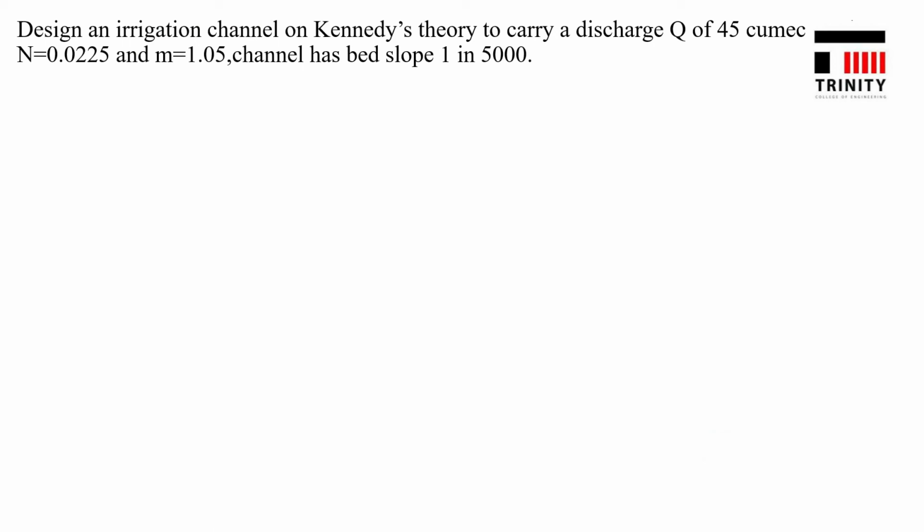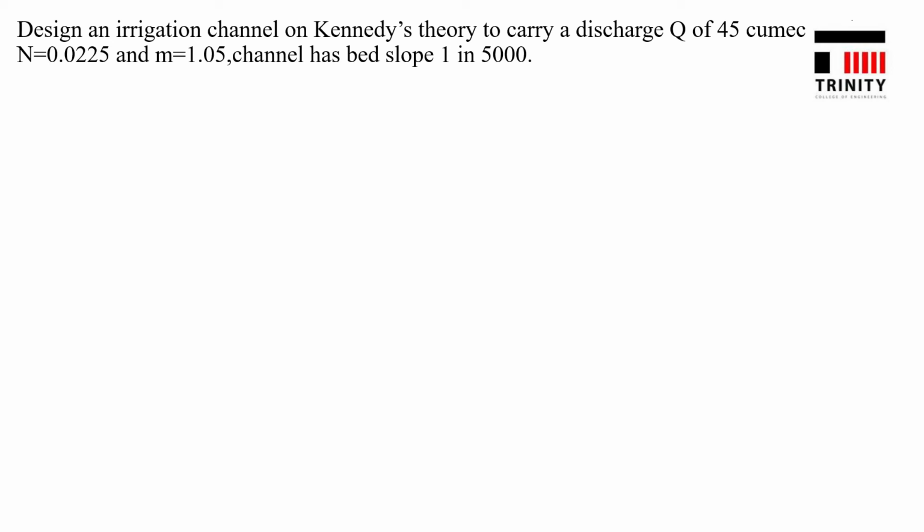The question: design an irrigation channel on Kennedy's theory to carry a discharge of 45 cumecs, take n equals 0.0225 and m equals 1.05, and channel bed slope is 1 in 5000. That is, discharge is given as 45, n is given as 0.0225, m is given as 1.05 and channel bed slope s is given as 1 in 5000.